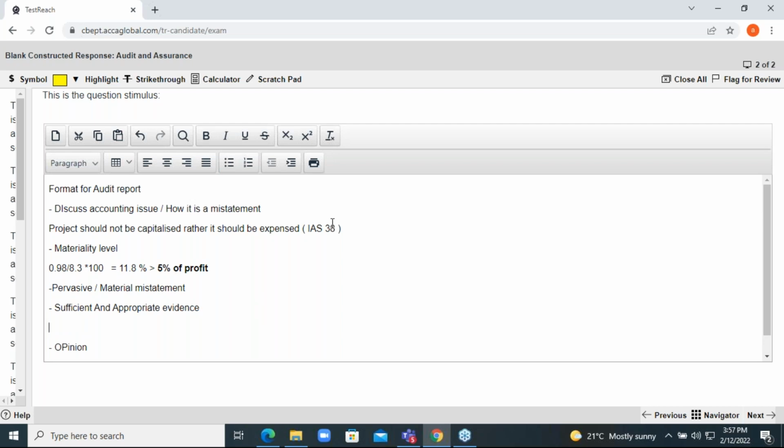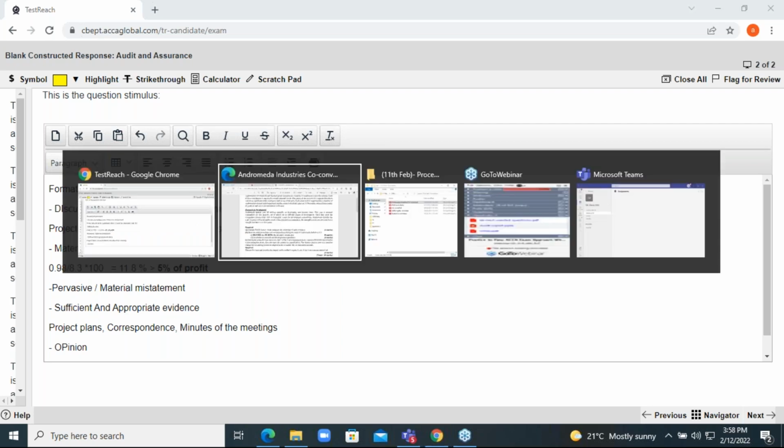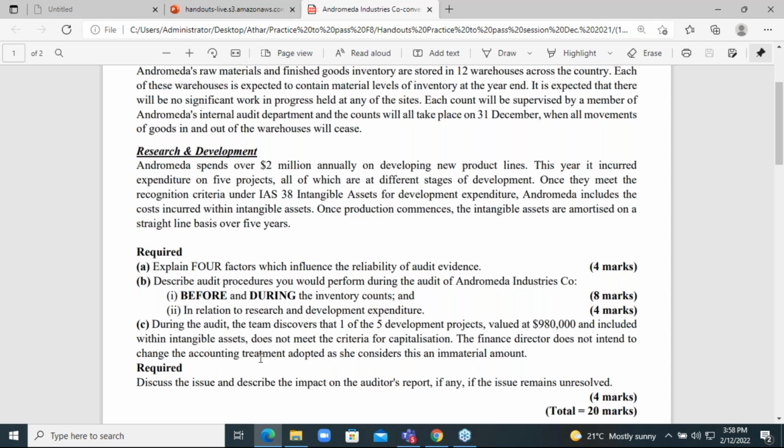So if we are aware that there are certain evidences, like we need to take project plans we discussed yesterday, correspondence, and also we need to understand or read minutes of the meetings. If any of these documents are not provided by the management, then we would claim that we are not provided with sufficient and appropriate evidence. But in the question we can see nothing has been mentioned like that.